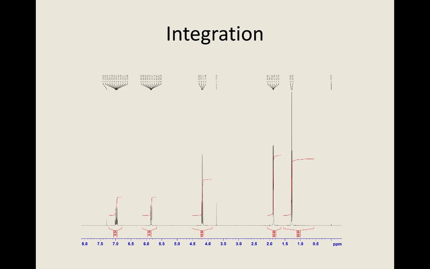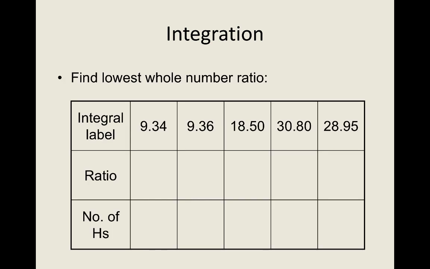Let's look at how to calculate the number of hydrogen atoms in each environment. We'll start by using the numerical values displayed on the spectrum. The first thing to do is tabulate all of the values. Then find the smallest value and divide all numbers by the lowest. This will give the ratio of the signals. Finally, you need to decide whether to round or multiply these values to give the whole number ratios.